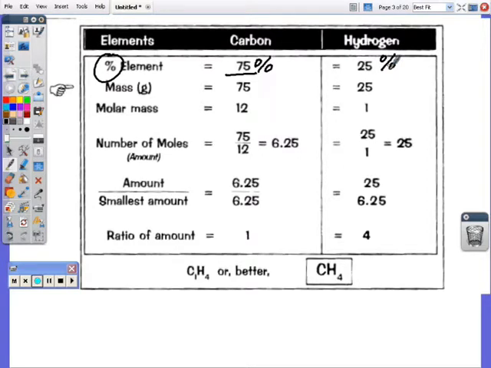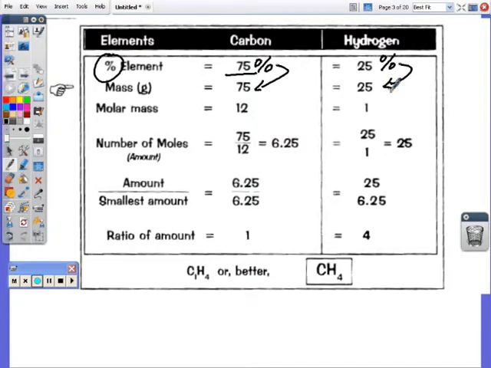Well, you might say, well, you haven't taught us how to convert percentage into number of moles. Well, you're right, I haven't. But if we make the assumption that we have 100 grams of this hydrocarbon, therefore we can assume that 75 grams of that 100 grams is carbon and 25 grams therefore must be hydrogen. So we can just simply convert the percentage straight into mass, and that's exactly what we do.